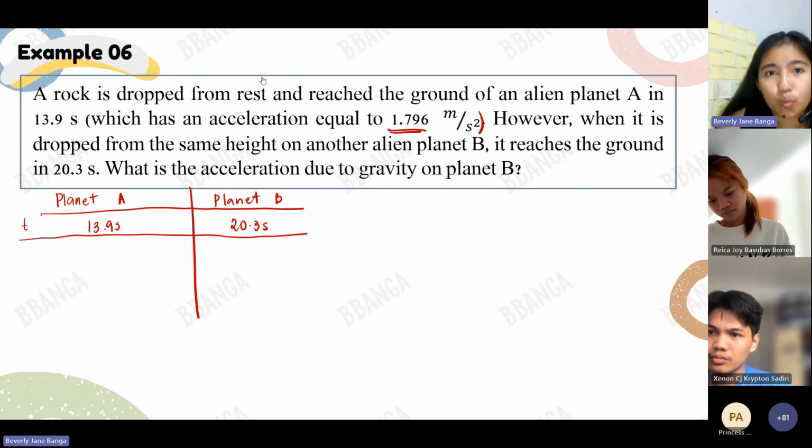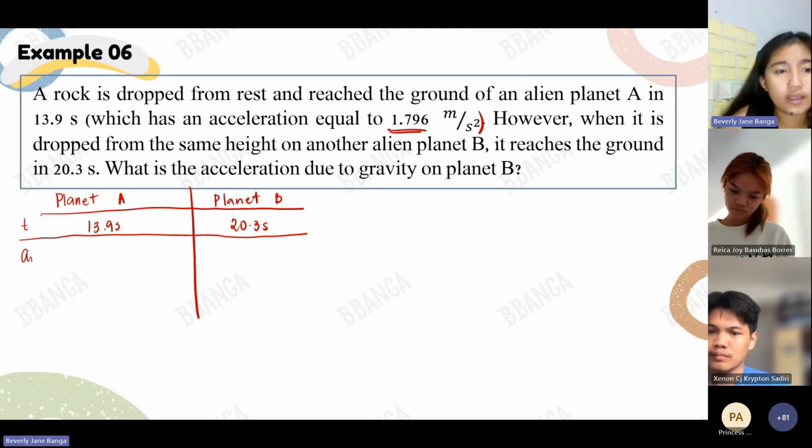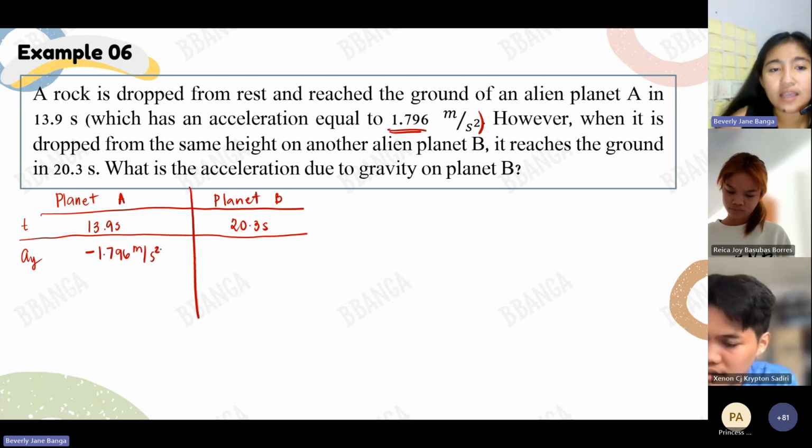What else do we know? Alam natin yung acceleration ng isang planet, di ba? So, we know a_y of planet A as negative 1.796 meter per second squared.